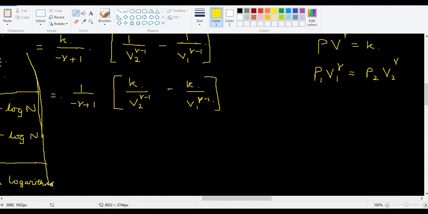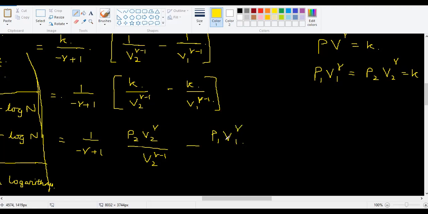You don't have to worry about these things. These are all the previous ones. So in place of K, I'm going to substitute this value for V2, and for V1 I'm going to substitute this value, because this is also equal to K. So in place of V2, I'm going to put P2 V2 power gamma times V2 power gamma minus 1, minus P1 V1 power gamma divided by V1 power gamma minus 1.